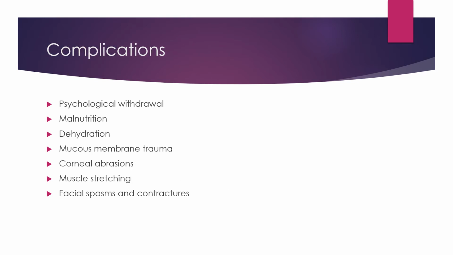Complications related to Bell's palsy include psychological withdrawal because of the changes in appearance of their face. They can have malnutrition because of the weakness on one side, making it harder to eat. They may become dehydrated because they're not taking in fluids. Corneal abrasions are common because the eyelid is very droopy. There is an increased space between the eyebrow and the lid of the eye, facial spasm, and contractures.